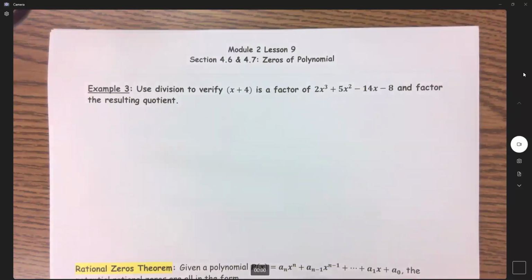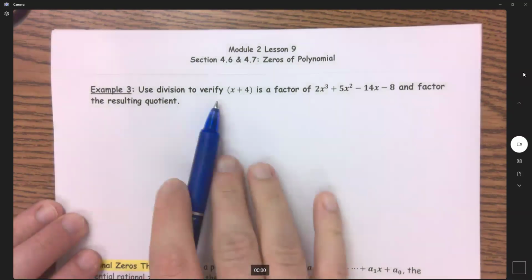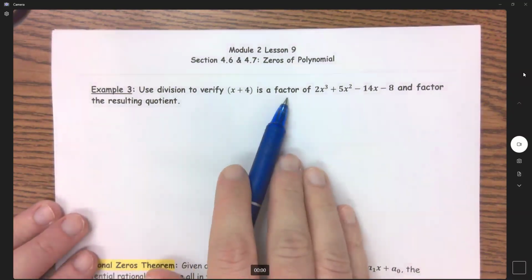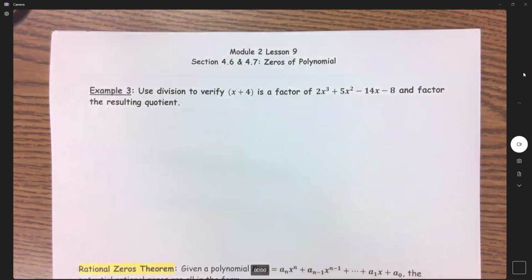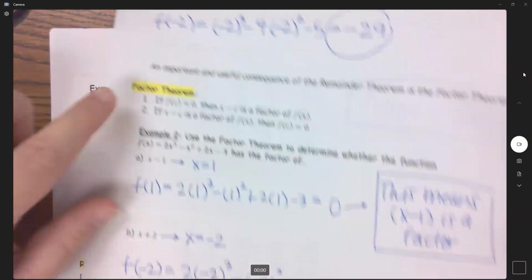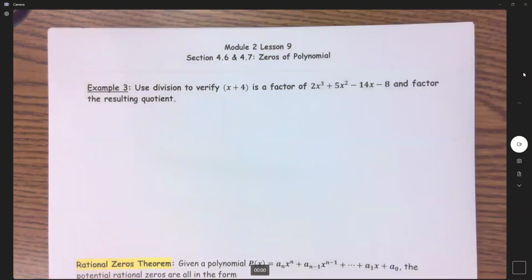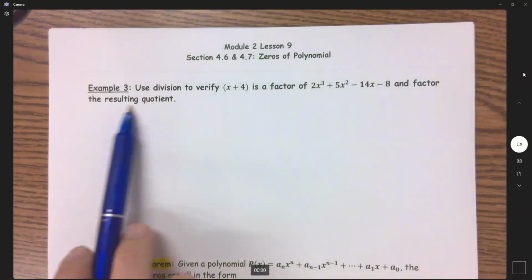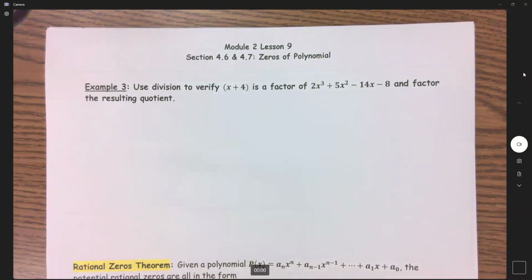Continuing on, example 3 says use division to verify that x plus 4 is a factor and factor the resulting quotient. Because we need to verify, we could use the factor theorem and see if we get 0. But because I need to go on and factor the resulting quotient, I need to go ahead and just divide it out.